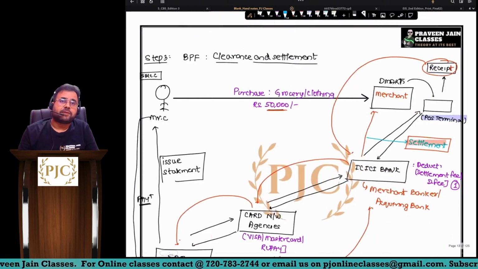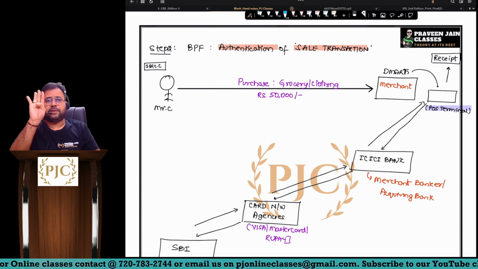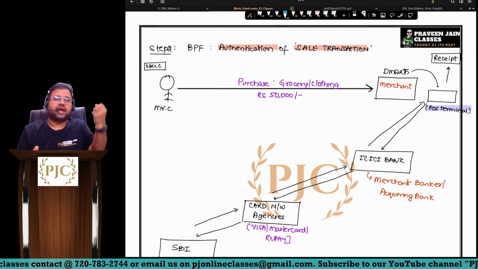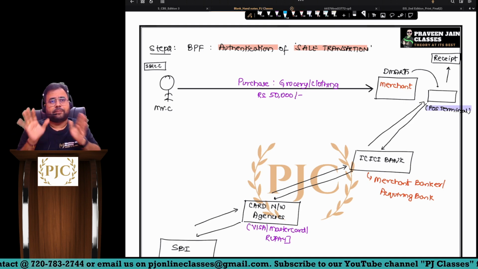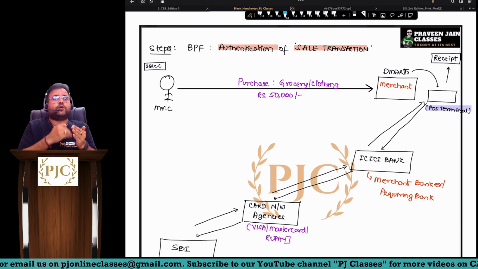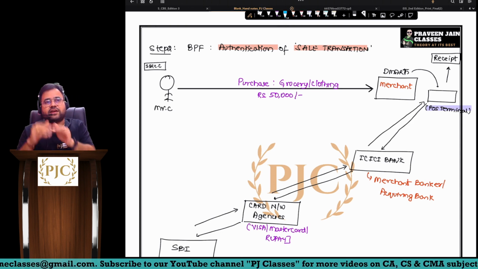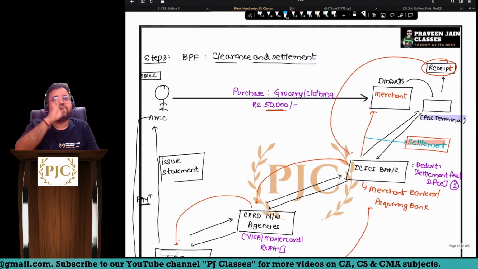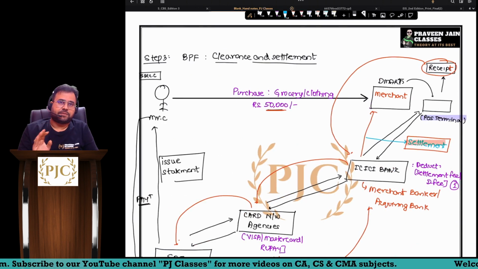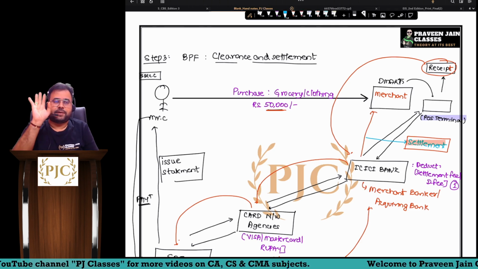Now we have step number three. Now tell me, sir, here only the slip is generated, right, sir. The customer has received the goods, the sale has happened, but do you think the merchant has received the money, DMart has received the money? No, sir. Do you think the customer has received the statement of the credit card? The answer is no, sir. For that we will be following step number three, where we have something called clearance and settlement. Now most of the students have confusion between when clearance will happen and when settlement will happen. Now let us understand, sir.